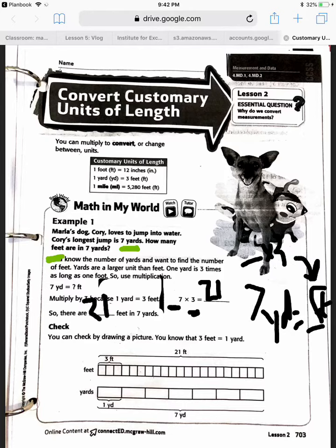So down here they drew out a picture for you. They drew out the two big candy bars. They cut them up into nice wonderful chunks. First one they cut up into feet, second one they cut up into yards. They knew that when they cut up the yards they needed to make 7 chunks.